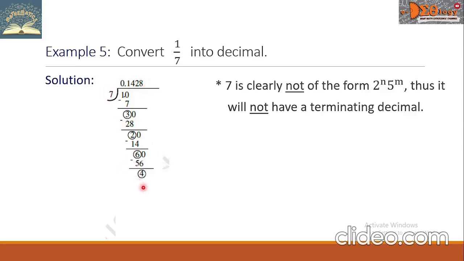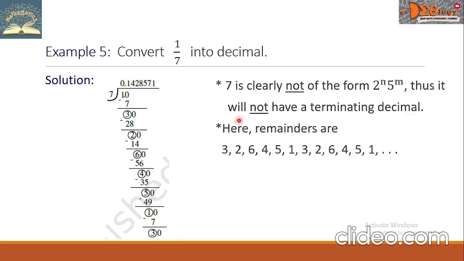60 minus 56 is 4. Then we add 0. 40 divided by 7 is 5. 5 times 7 is 35. 40 minus 35 is 5. Then we add 0. 50 divided by 7 is 7. 7 times 7 is 49. 50 minus 49 is 1. Then we add 0. 10 divided by 7 is 1. 1 times 7 is 7. 10 minus 7 is 3. Then we add 0. Then we pause in here.